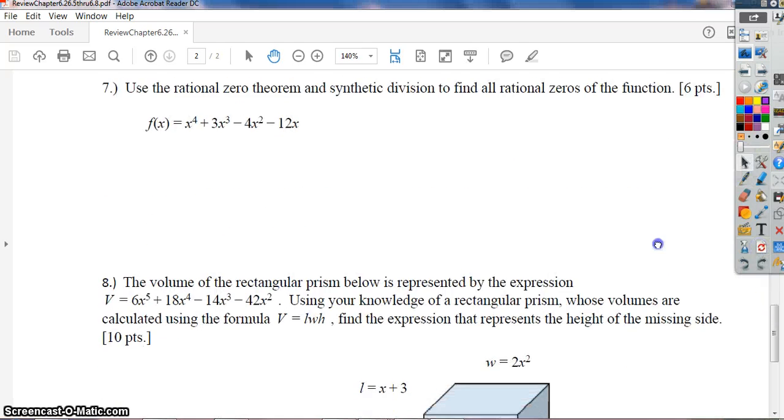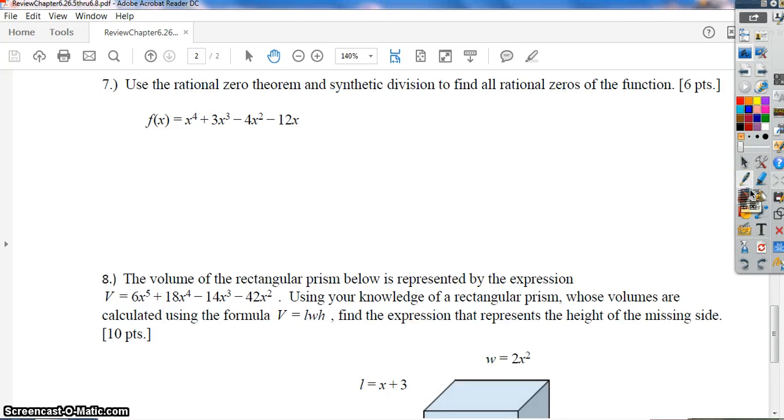That allows me to jump to number 7 here: use the rational zero theorem and synthetic division to find all the zeros. So let's start with p. P is 0, q is 1. So it does appear that 0 is a factor. So let's actually see here.